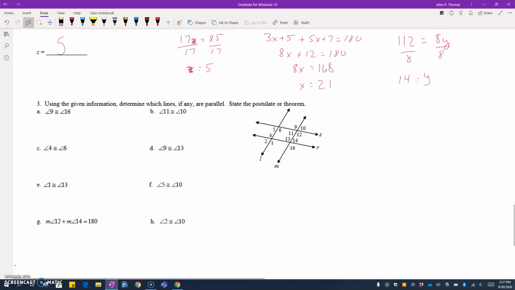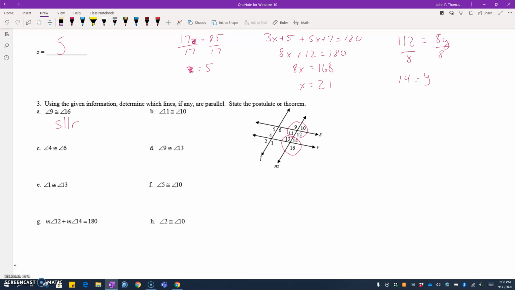Now, moving to the next one, it says, using the given information, determine which lines are parallel. I want you to pause the video here for a second and give this one a shot, A through H. Based on each one, like in A, angles 9 and 16, I'm looking at this intersection and this intersection. They're alternate exterior angles, and they're congruent. So this one would be S is parallel to R.